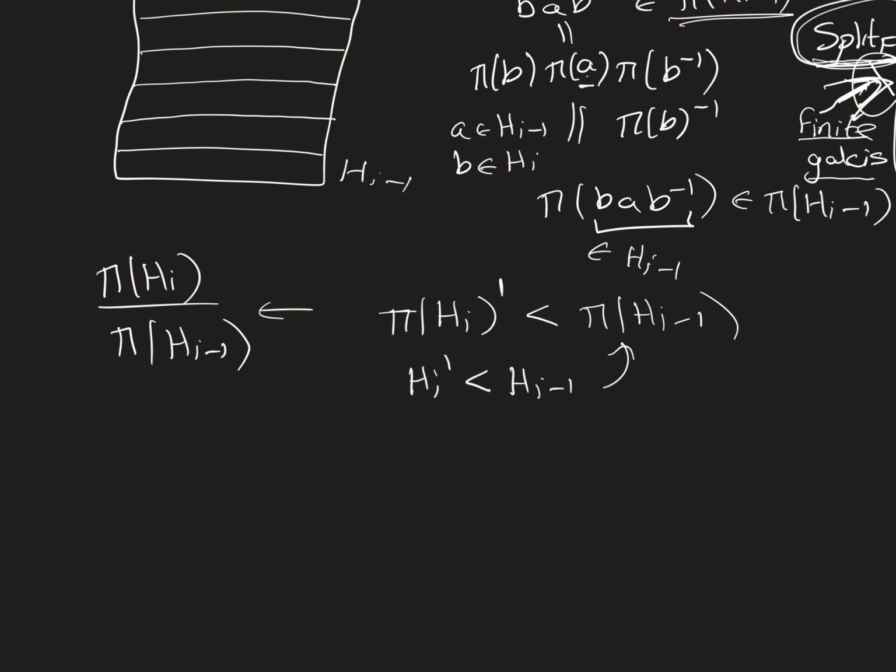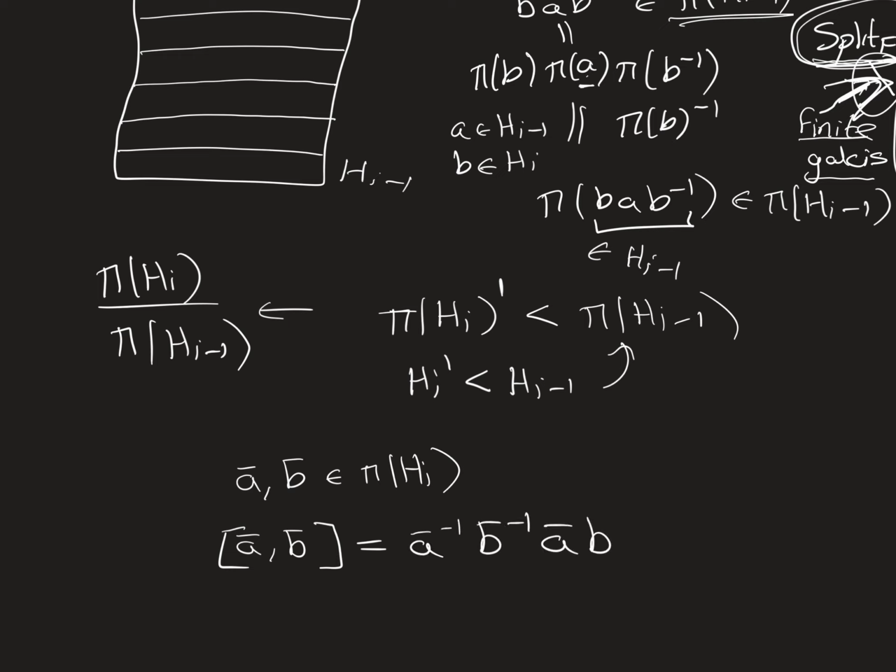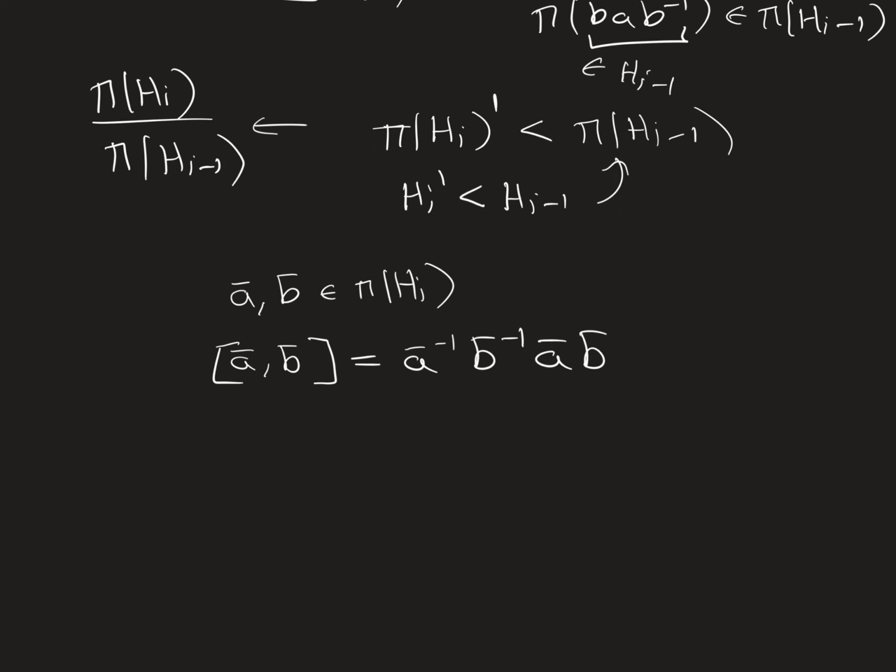So we need to show that the commutator subgroup of pi of H_i is contained inside pi of H_{i-1}. So let's just take an arbitrary commutator of elements inside pi of H_i and show that it's inside pi of H_{i-1}, and that will prove that the commutator subgroup is inside it. So let a-bar and b-bar be elements of pi of H_i, and let's take the commutator of a-bar with b-bar, which by definition is a-bar inverse b-bar inverse a-bar b-bar, and we want to argue why this is going to be contained inside pi of H_{i-1}.